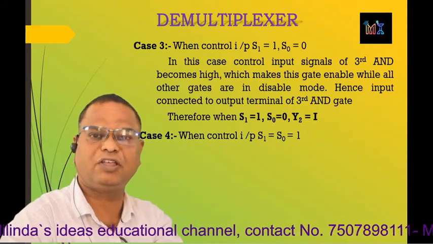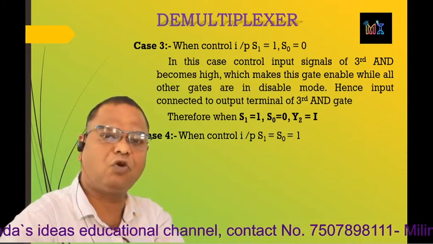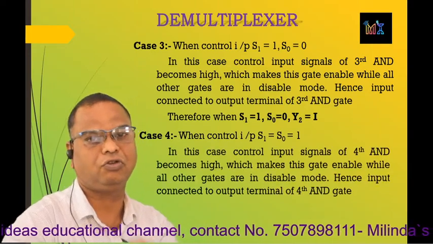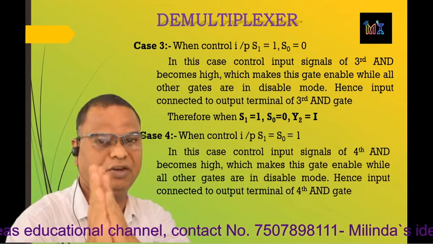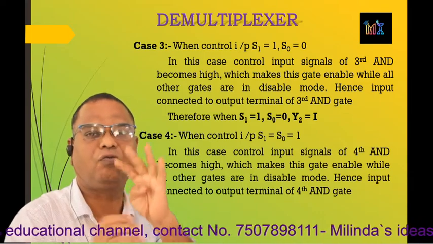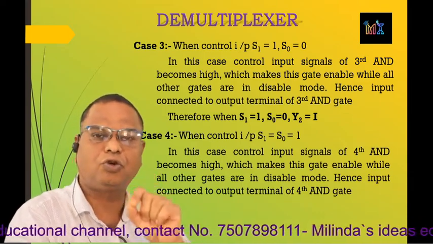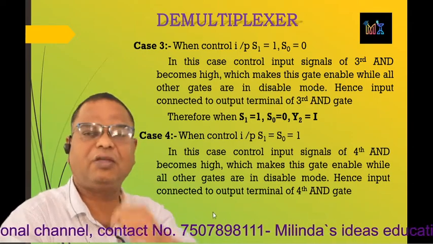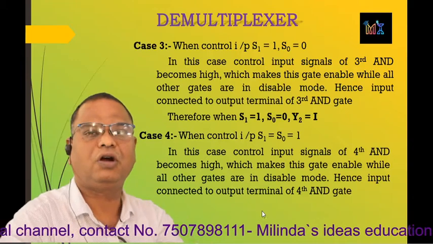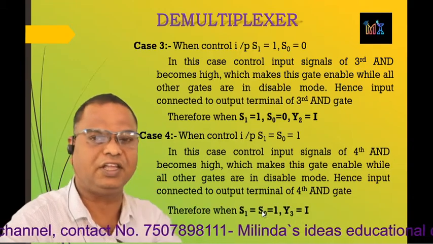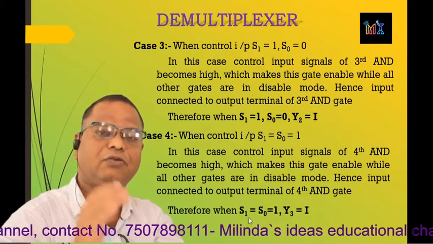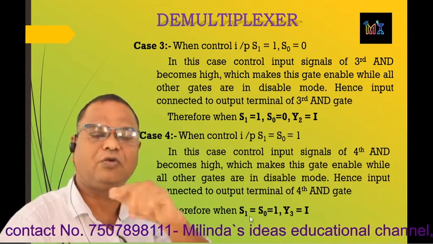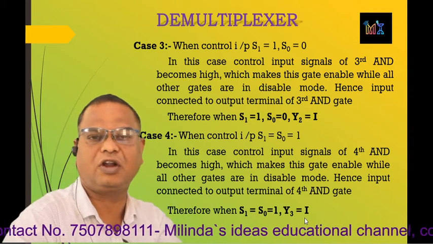Now the last case, that is the fourth case, that is when both S1 and S0 are high. When both S1 and S0 are high, the fourth gate is in enable mode, while the other three AND gates are in disable mode. Hence the data, that is the input, is connected to the output terminal of fourth AND gate. So output of fourth AND gate, that is Y3, now becomes high. Y3 is equal to I or Y3 is equal to D. That means when S1 is equal to S0 is equal to 1, Y3 is equal to D or I.